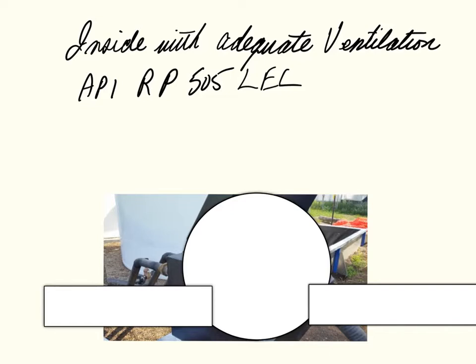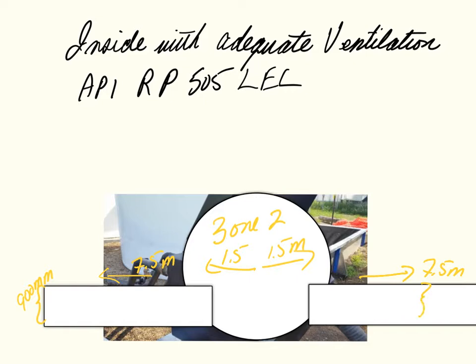So if we have adequate ventilation inside, as according to API RP 505, then this of course is a zone 2, and we're looking at a 1.5 meter distance from the center out. So a radius of 1.5 meters. Over here we're looking at 900 millimeters. And that of course extends outwards 7.5 meters on both sides. And so of course this is also 900 millimeters. And that is zone 2.